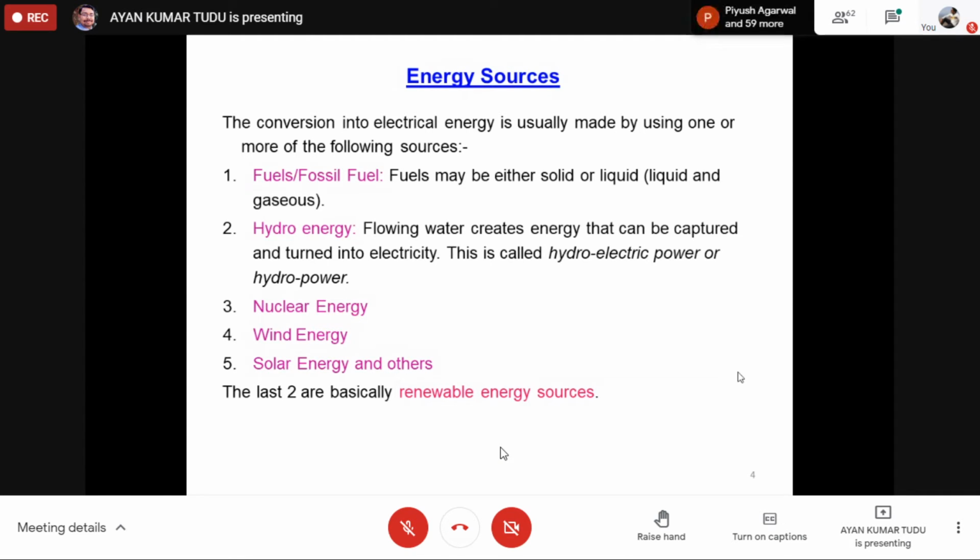Besides that, there is hydro energy. So obviously we know that the flowing water creates energy that can be captured and turned into electricity. Then we have nuclear energy, very efficient, and in India we are going more and more for this nuclear energy. We have our wind energy, solar energy.